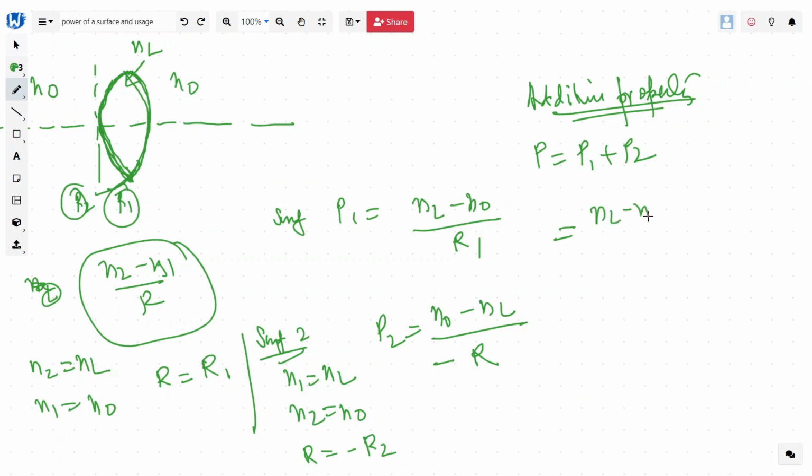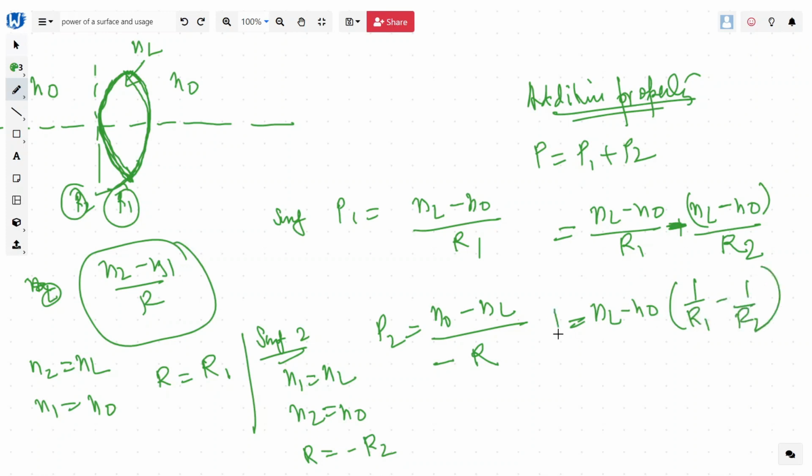So we have NL minus N0 divided by R1 plus, with this minus sign, it will reverse again, NL minus N0 by R2. So this will be minus, okay? Take out the NL minus N0 outside, and then we have 1 by R1 minus 1 by R2, and that is going to be the power. And if you remember, this is what we derived as the lens maker equation, right?